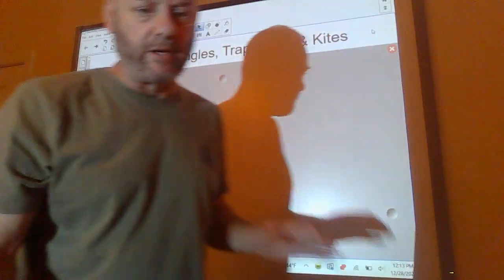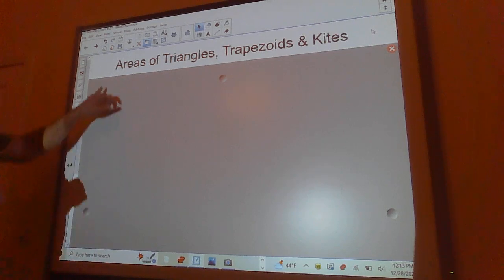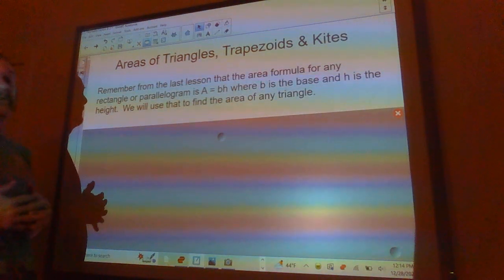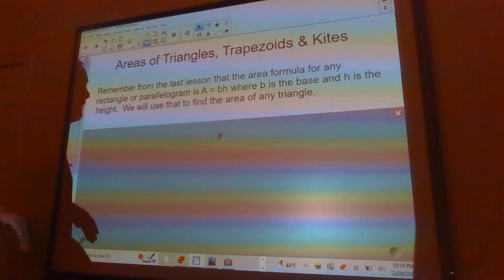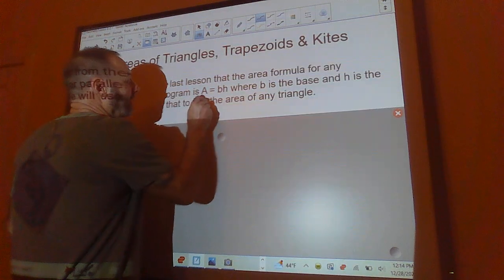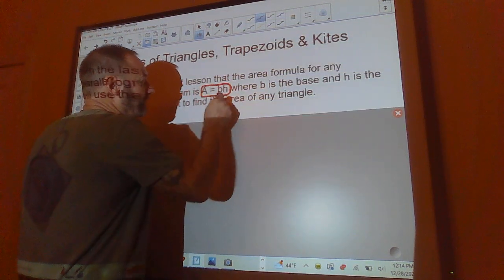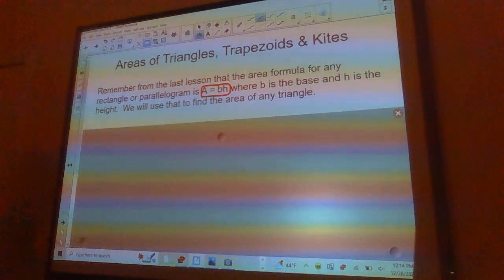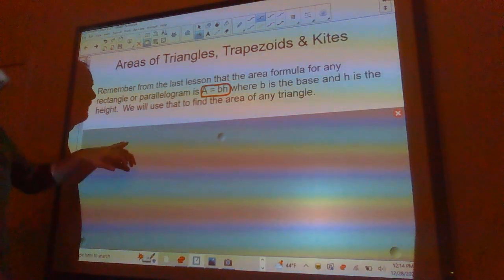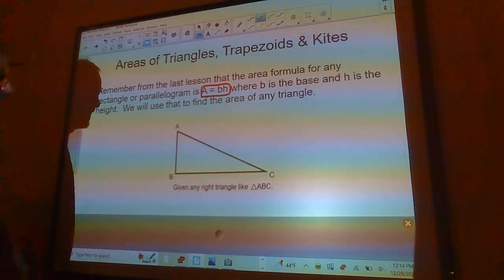Hello everybody, today we're going to talk about areas of triangles, trapezoids, and kites. So, in the last lesson we talked about rectangles and parallelograms, and we had the formula A equals BH for the area. A stood for area, B was the base length, and H was the height of the rectangle, or parallelogram. We're going to use that to find the areas of any triangles now.